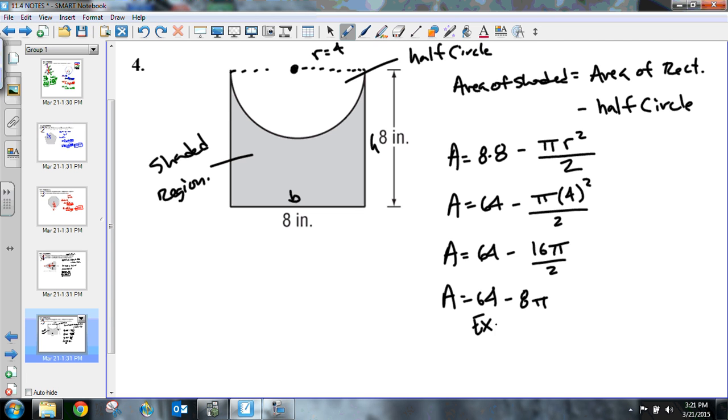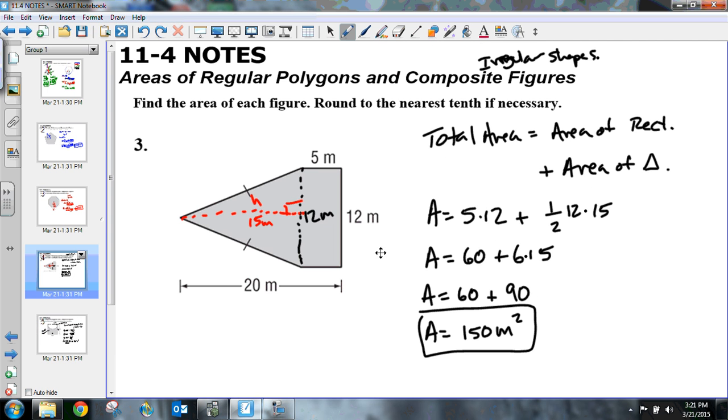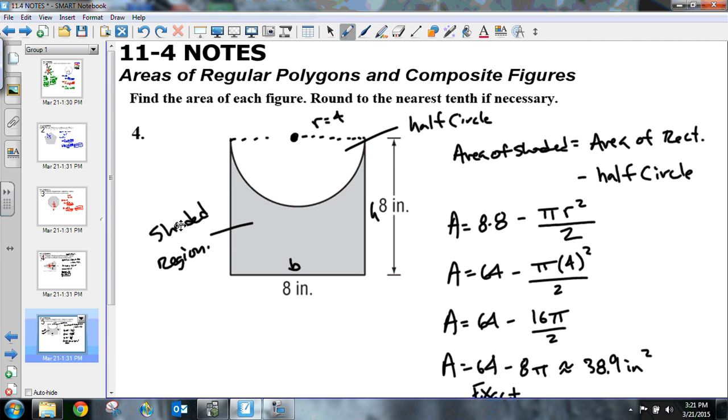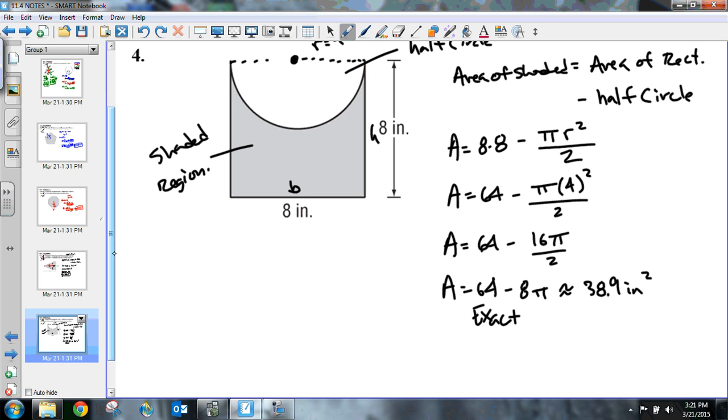But we can plug this into our calculator and get an approximation. If we do that, we end up getting 38.9, and these are meters squared. Did I get a label on this one? Yeah, I did. Meters. So these are composite figures. Again, you want to find the shapes that you know you can calculate the area of, and either add or subtract those out.